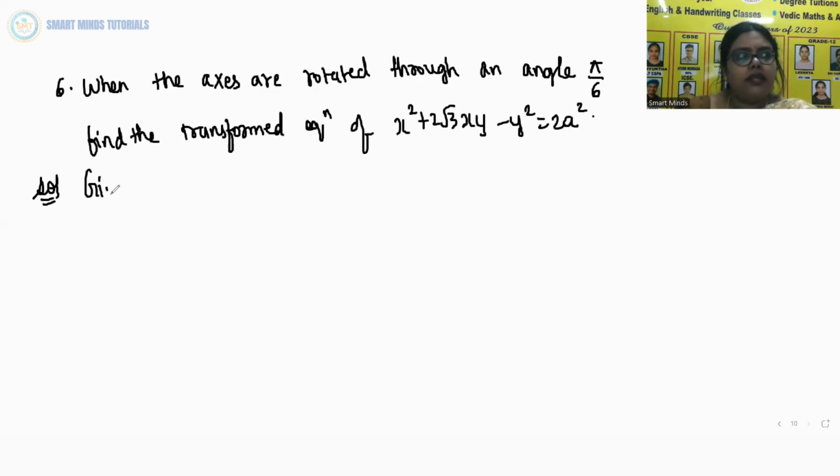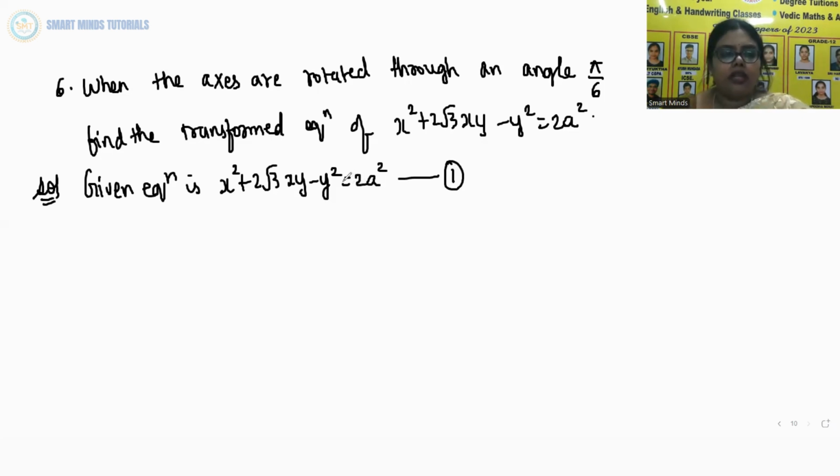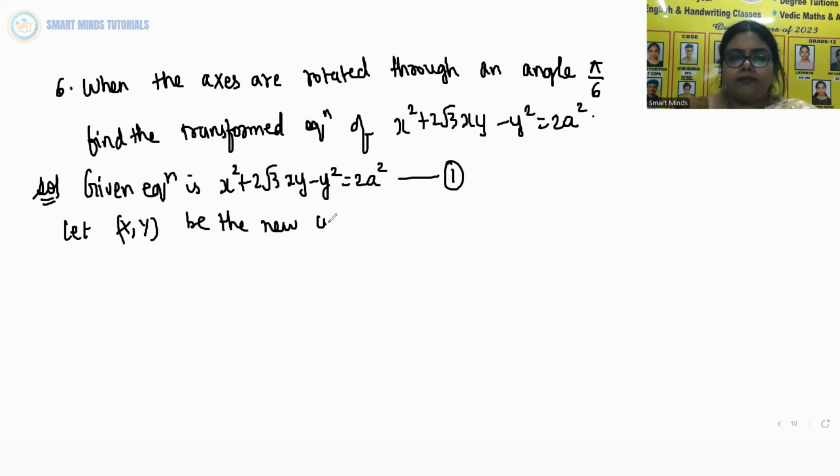So, first we write the given equation. The given equation is x square plus 2 root 3xy minus y square is equal to 2a square. This is equation number 1. Now we need to find the transformed equation. So we write, let capital X comma Y be the new coordinates of small x comma y.